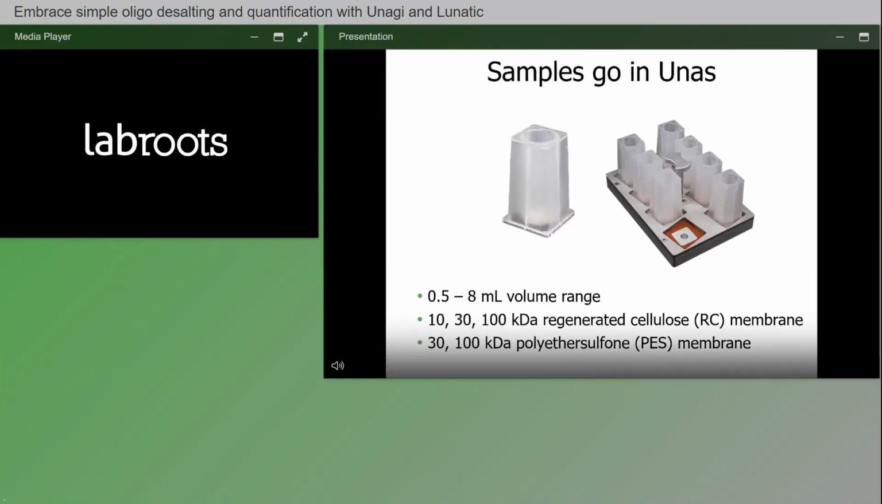To handle the buffer exchange or sample concentration or desalting inside of Unagi, samples first go in our consumable, the Una. Each Una is able to handle a 0.5 to 8 milliliter volume range. So if you pipette up to the top, that'll be 8 milliliters of volume. And at the bottom of this Una is a regenerated cellulose or a polyether sulfone membrane in a variety of molecular weight cutoffs. That's what allows us to push sample through the bottom, have the liquid and salt leave, retain your sample, and then be ready for the next process step. We'll go through this step by step here in the next few slides.